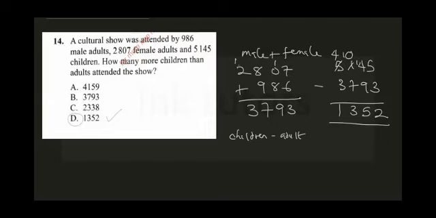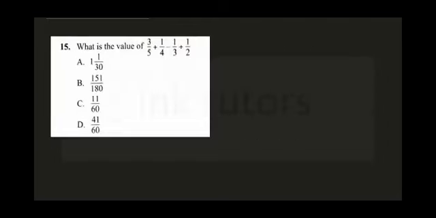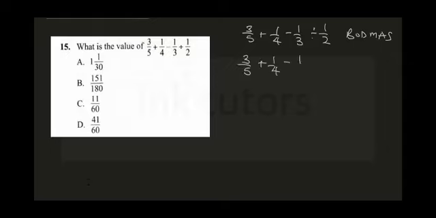Now question 15 says, what is the value of 3 over 5 plus 1 over 4 minus 1 over 3 divided by 1 over 2? Now we will be applying our what? Our BODMAS. So we are going to do division first. So this will be 3 over 5 plus 1 over 4 minus, this will now be 1 over 3 times 2 over 1. Now this is going to give us 3 over 5 plus 1 over 4 minus 1 times 2 will give us 2 over 3.